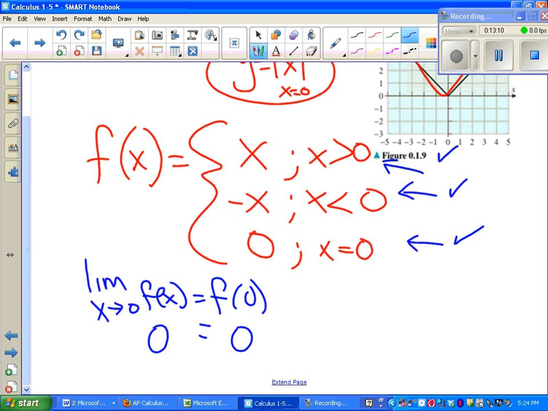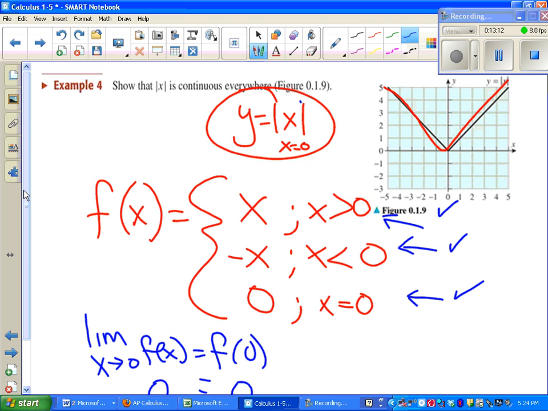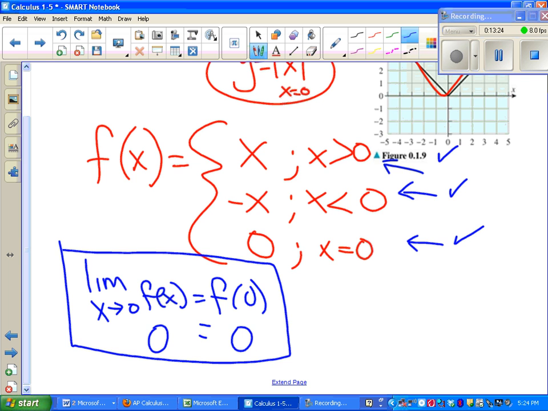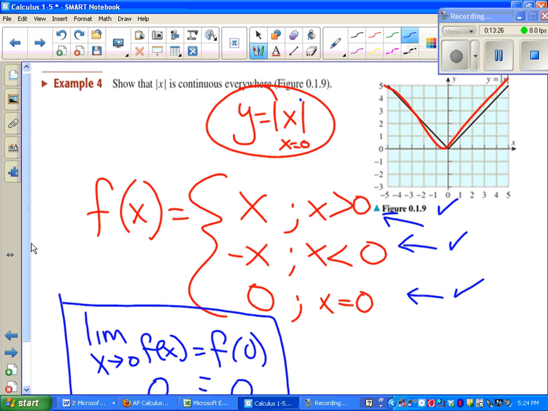You can verify that also by looking at the graph itself. From both sides, our graph gets close, our y value gets close to 0 when x gets close to 0. So here's our condition for continuous. These two have to be equal. It happened. We also know that y equals x is continuous everywhere, y equals -x is continuous everywhere. 0 is the only place that we had an issue. Had to be careful there. We're now continuous everywhere, so we're done.